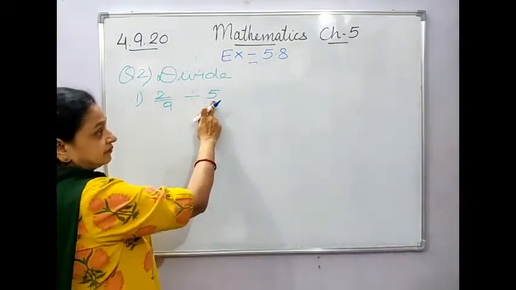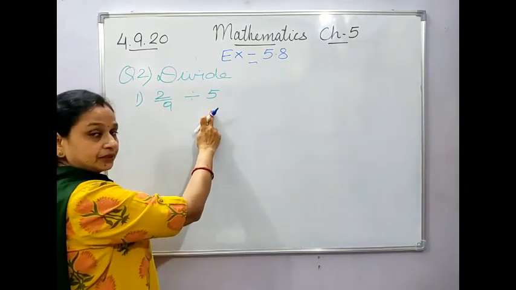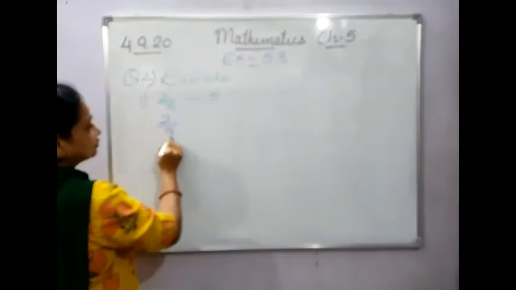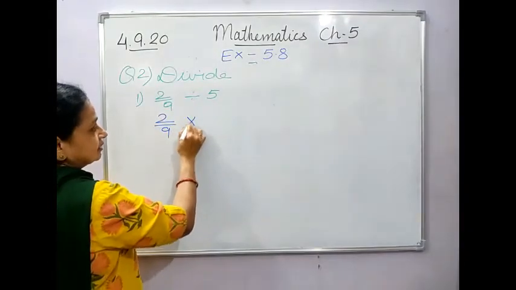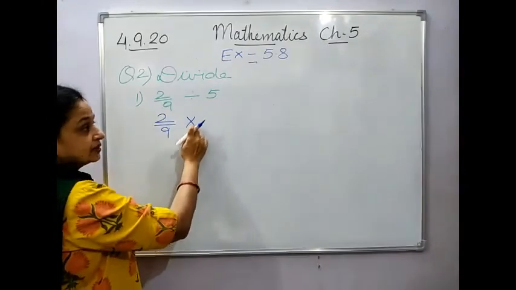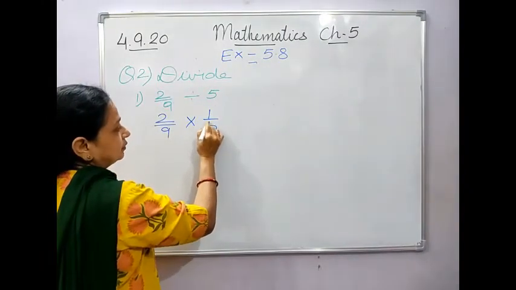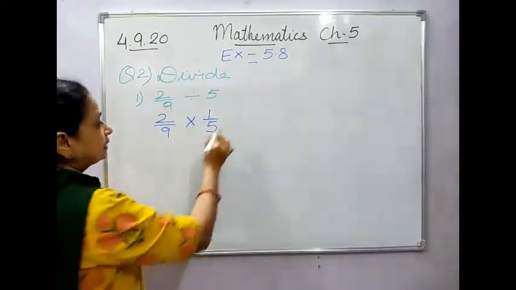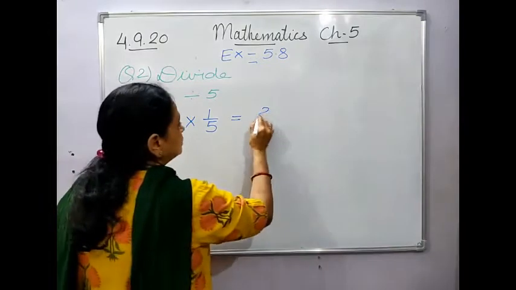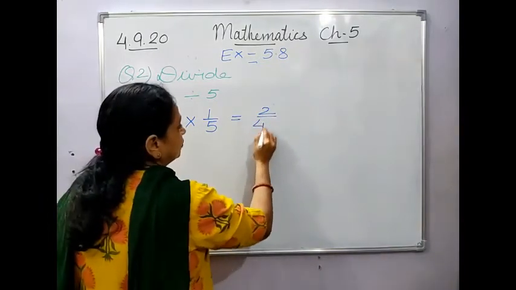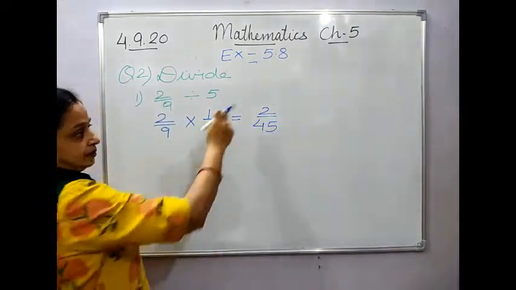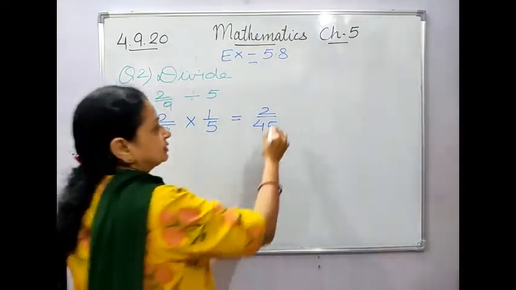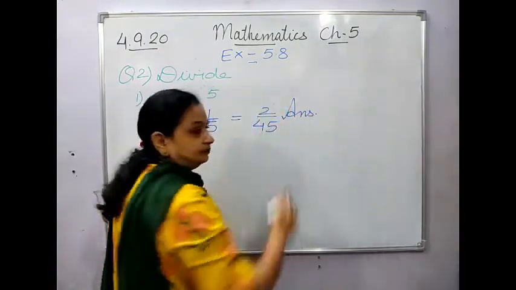Since it is a fraction, the denominator here is 1. So I'll show 2 upon 9. This will come down as such. This sign will change into multiplication, and this will get reciprocated. Now you solve it. Nothing is cutting with each other, so it will be 2 ones are 2 and 9 5s are 45. 1 is an odd number, that means it is a reduced term and it is your answer.